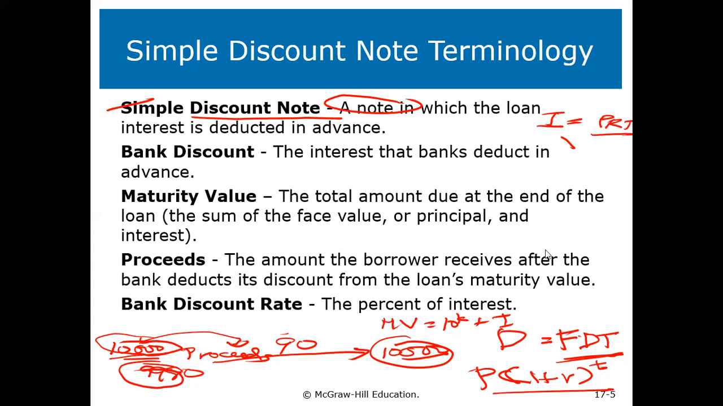All right. So where am I now? All right. Let's go to the proceeds. Proceeds is simply what the borrower will receive at the onset. Okay, so simple discount note, the proceeds will be 9980. Okay? So simple interest, the proceeds will be 10,000, the face value. So yun lang, no? This is the amount the borrower receives after the bank deducts its discount from the loan's maturity value.